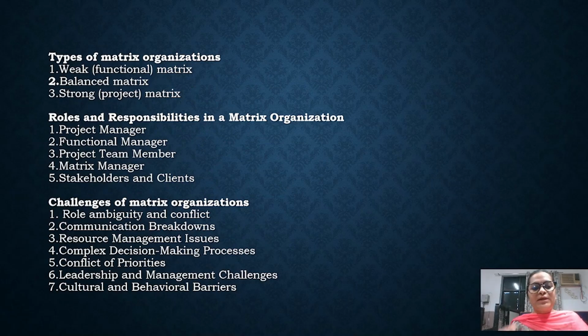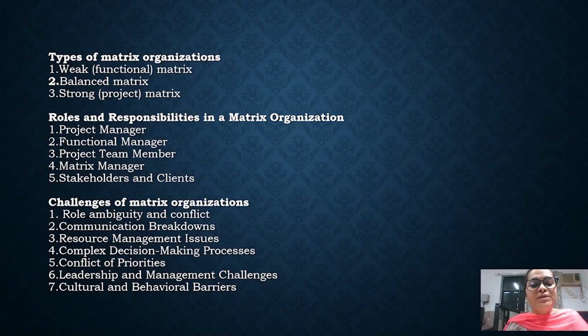Now we'll come to the types of matrix organization. Basically, there are three types of matrix organization. First is weak matrix, second is balanced matrix, and the third is strong, or we can say project matrix. Now first we'll come to the weak matrix. Weak matrix, this is a type of organization.